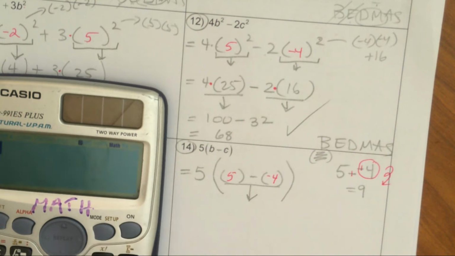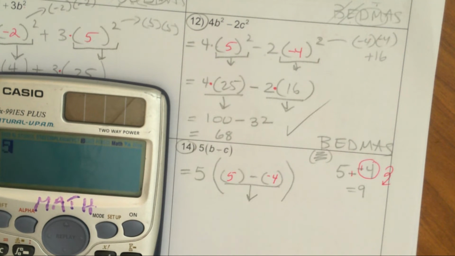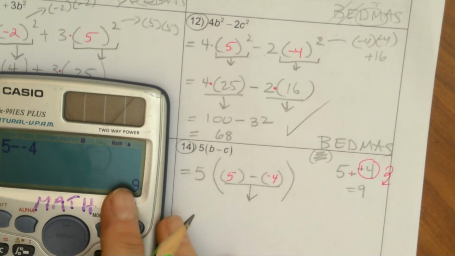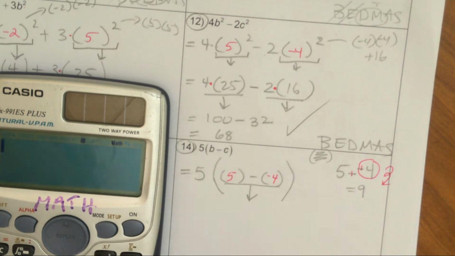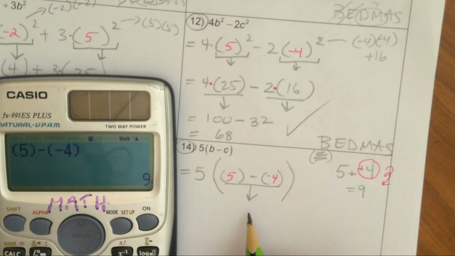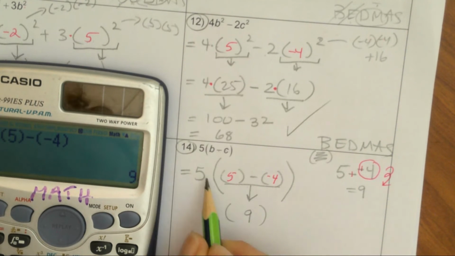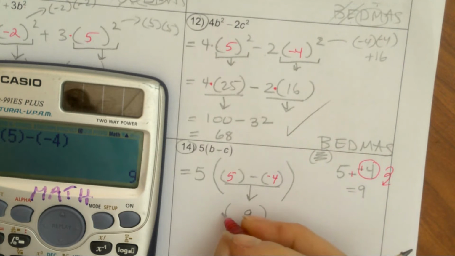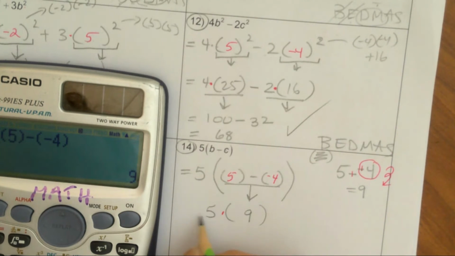But if you don't remember that, that's okay. You can go 5 subtract -4, and it'll give you 9. And if you're like, oh, maybe I should keep the brackets when I put it in my calculator, totally fine. Put the brackets on. See? You can put in exactly what you see, and your calculator understands it. Okay, so that's 9. Keep your brackets because this 5 is touching the bracket, which means there's a multiply there. So it's 5 times 9, 45.